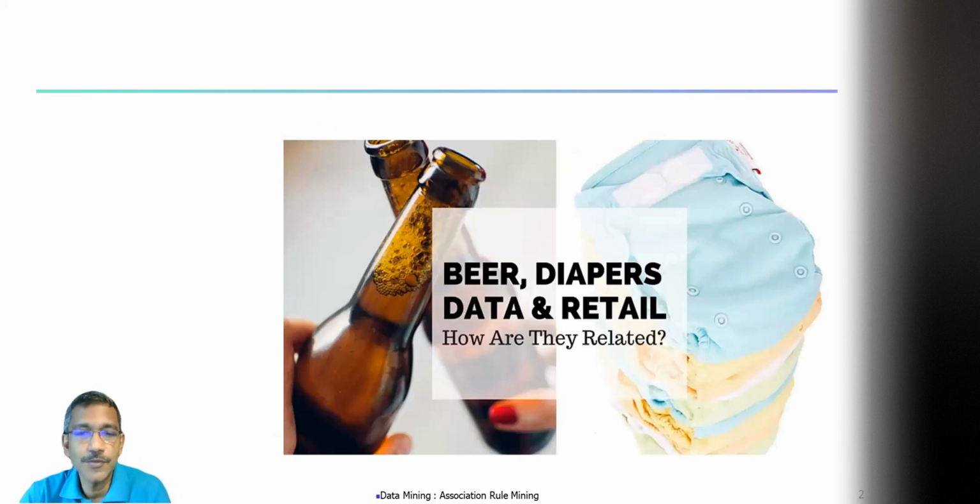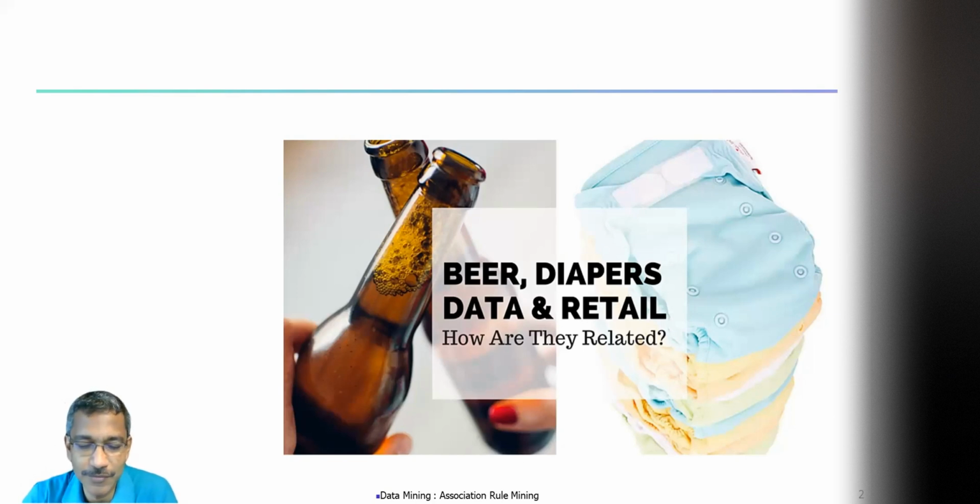I think I alluded to this example slightly during my introduction to data mining, but this is a very classic example where in supermarkets, people have found that beer and diapers are bought together by a lot of people, right? So, and why? They have been able to find, using data mining techniques or pattern mining techniques, that beer and diapers are bought together. And how could they be related, right?